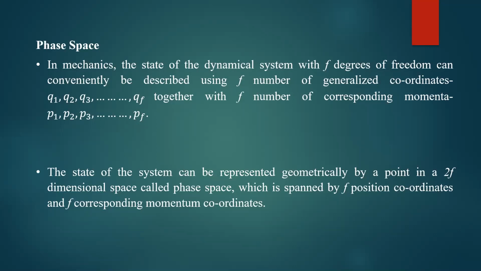4 coordinates are needed, and such space or such coordinate system is called phase space. Okay, how to define phase space? Phase space is a coordinate system which is spanned by f number of position coordinates and f number of corresponding momentum coordinates, where f is the degrees of freedom of the system.